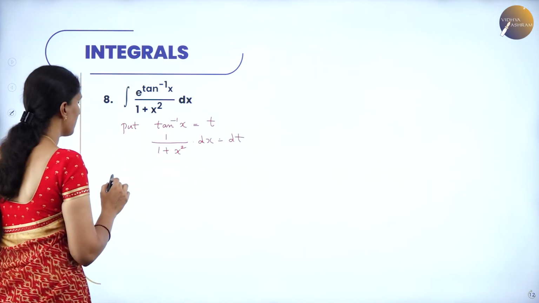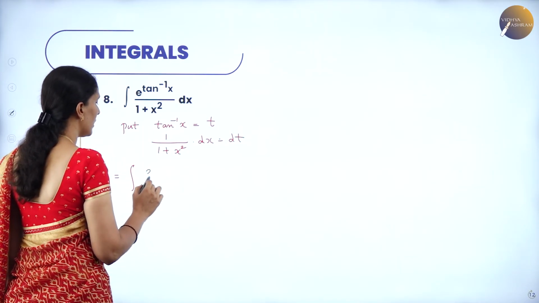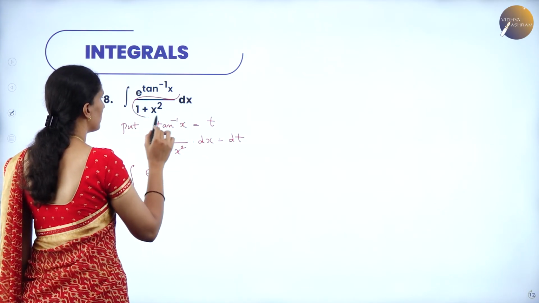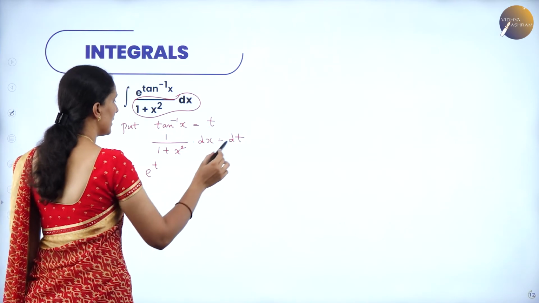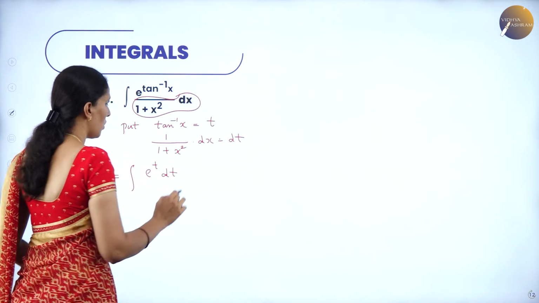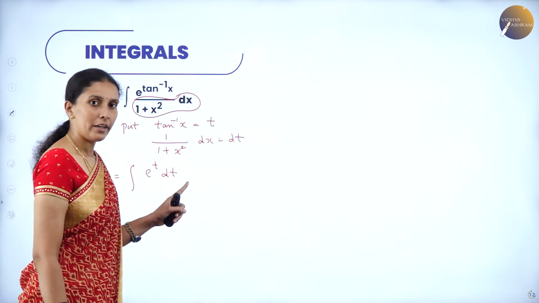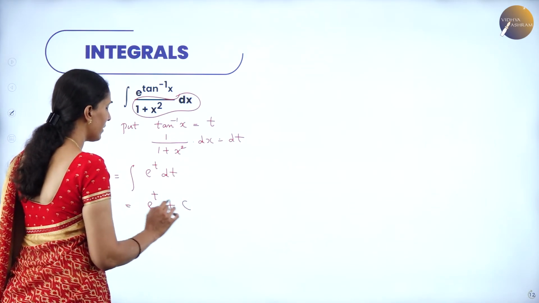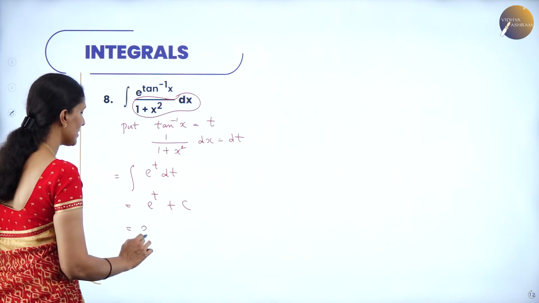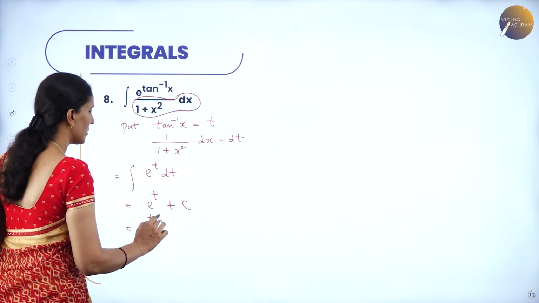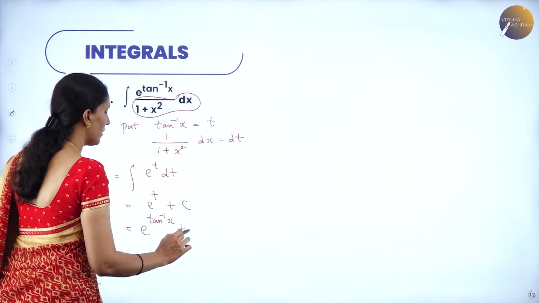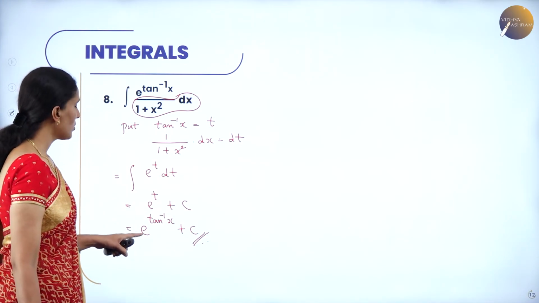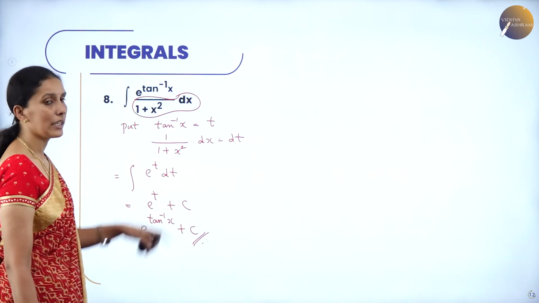Now just replace it back, integral of e power t, and this function can be taken as dt. What is integral of e power t? It is e power t plus c. But what is t we have taken? We have taken t as tan inverse x. So therefore the answer is e power tan inverse x plus c. So this is the function whose derivative is given.